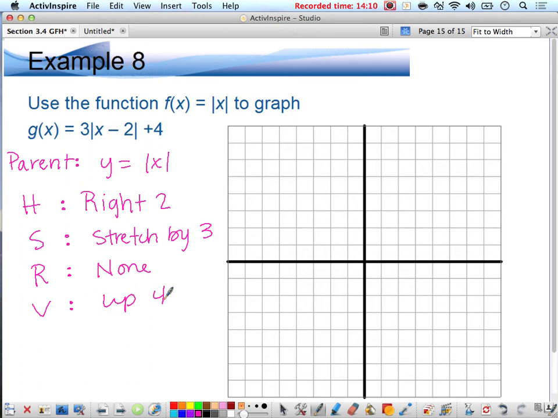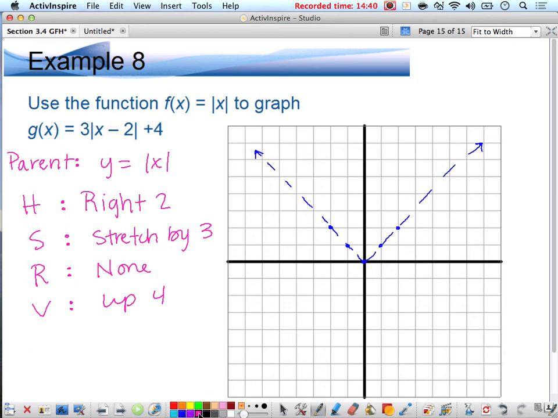So let's go off to the side over here, and let's get a basic parent graph going. Y equals the absolute value of x. You should be getting really good at these parent graphs. Okay, and let's do those 3 things to it. We're going to take all 5 of those points, move them right 2, stretch their y values by 3, and then move them up 4. Ready? Here we go.